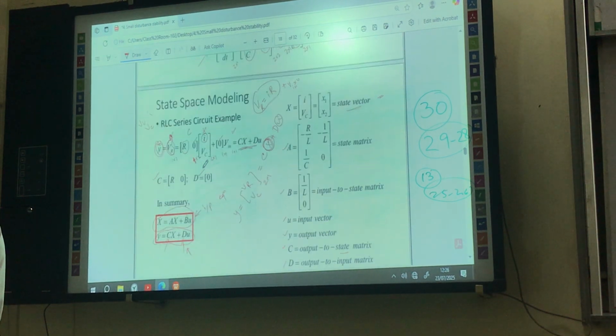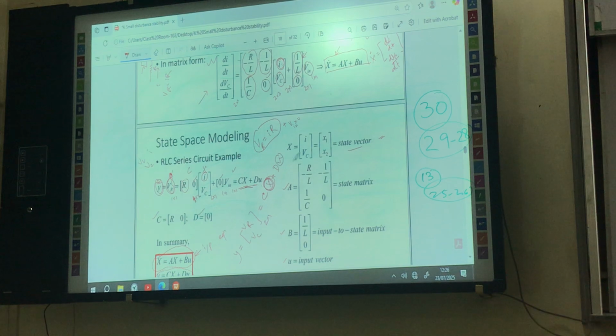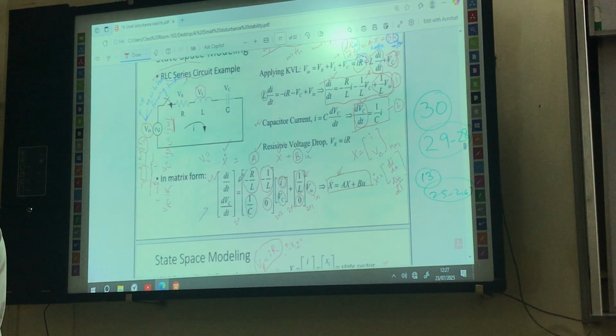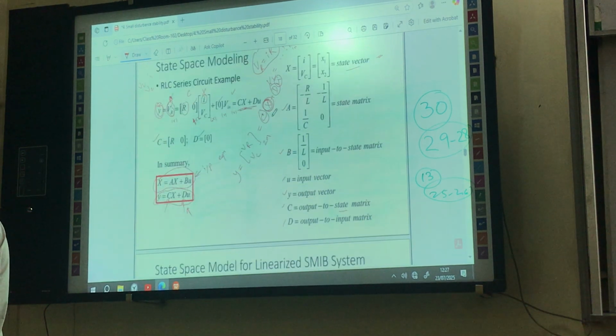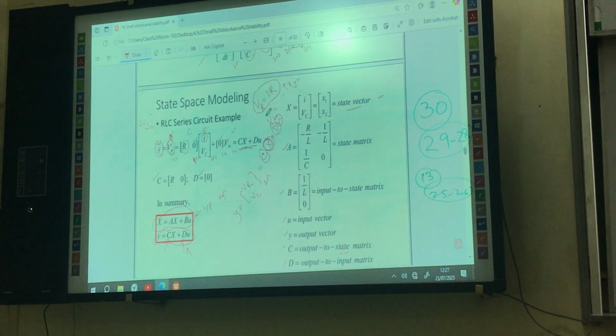There will be two equations. One will be for VR, another will be for VL, right? You will get some equation for VL. So you can formulate this C matrix as well as the D matrix, like we did in this case. Okay, there were two inputs, so we formulated the A and the B matrix. Here also you can formulate it. Okay. Now any questions?